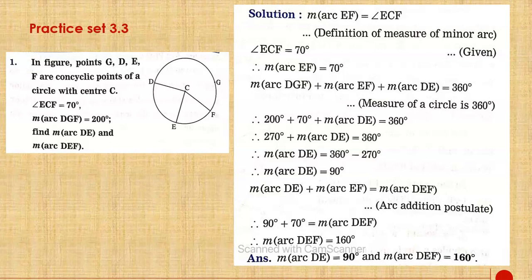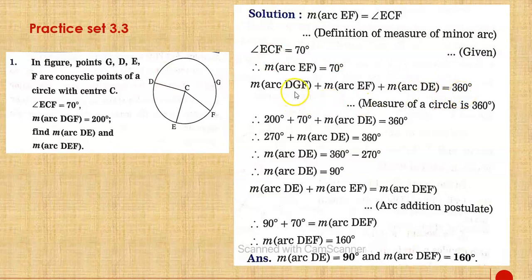Measure arc EF is equal to angle ECF. We know this by definition of measure of minor arc. Now if angle ECF is given to us as 70 degrees, we can say that measure arc EF is 70 degrees because we know both are equal. Now measure arc DGF plus measure arc EF plus measure arc DE. This is the entire circle, and we know measure of a circle is 360 degrees. So it is equal to 360 degrees.